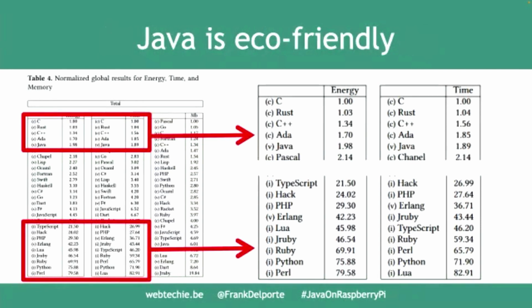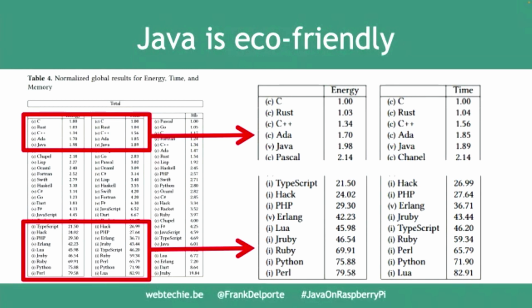Maybe another reason that not a lot of people are aware of is that Java is eco-friendly. And if you're wondering how a programming language can be eco-friendly, it's all about energy. How much energy do you need to run a task, to do something with your program? And there is a study which compares all these languages for similar functionality, where C is the benchmark. So the C programming language has a value of 1.